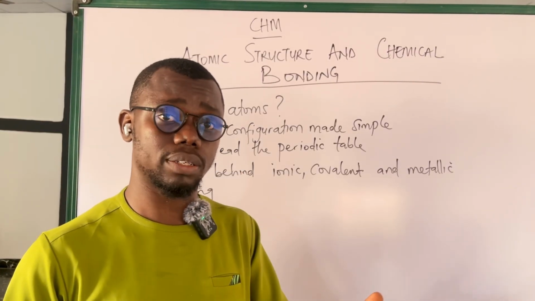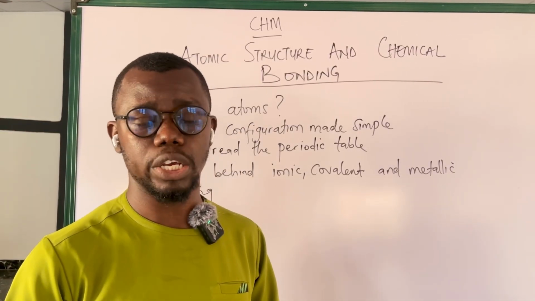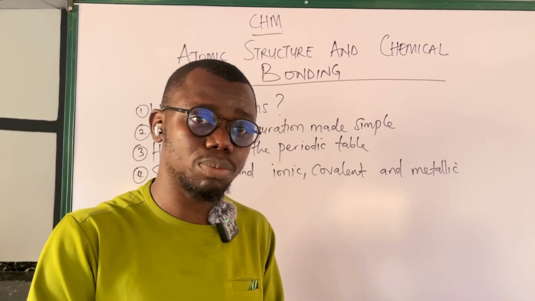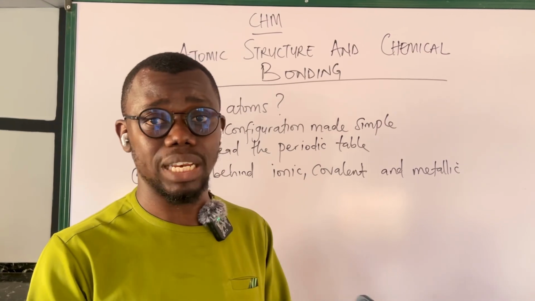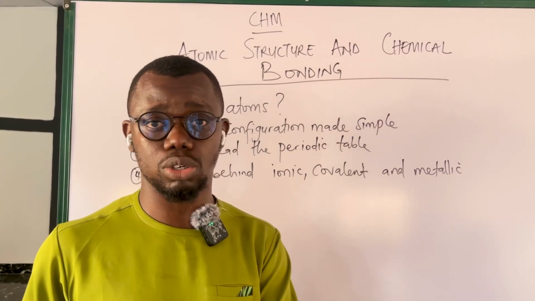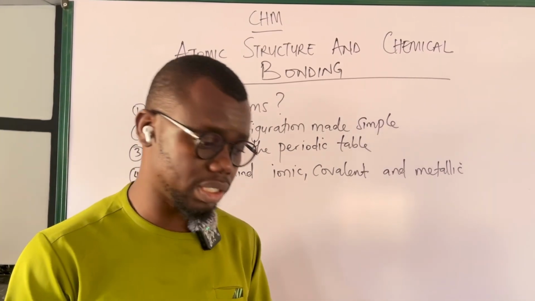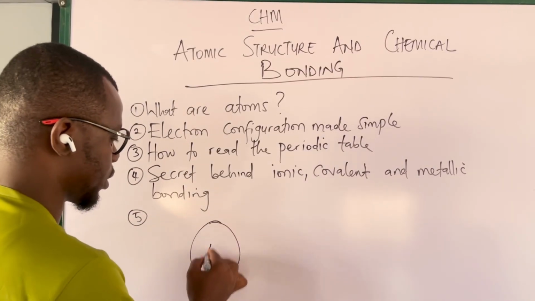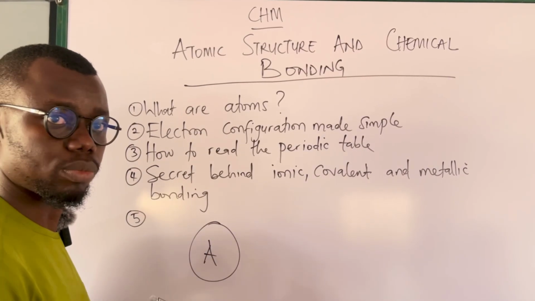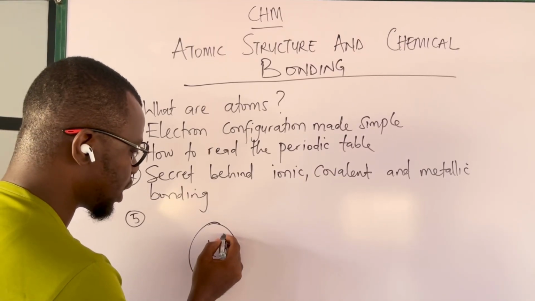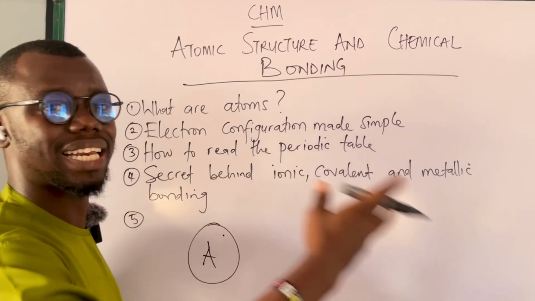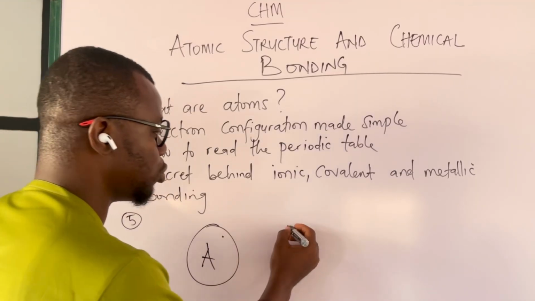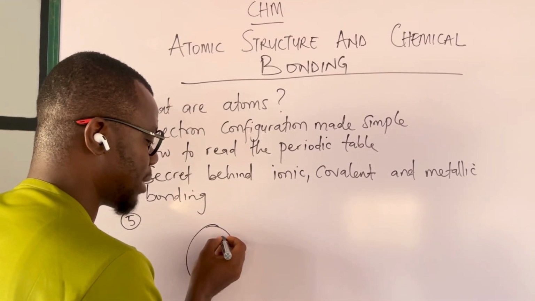The first thing we're going to be discussing today is what atoms are, and everyone from maybe JS1 or SS1, whatever the case may be, should be able to define what an atom is. We're always told that an atom is the smallest part of an element that can retain the chemical structure of that particular element. It means that if you have element A, the atom is the smallest part that can be fragmented out of that element and still maintain the same chemical structure.